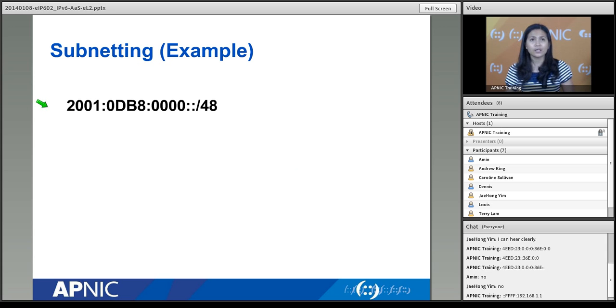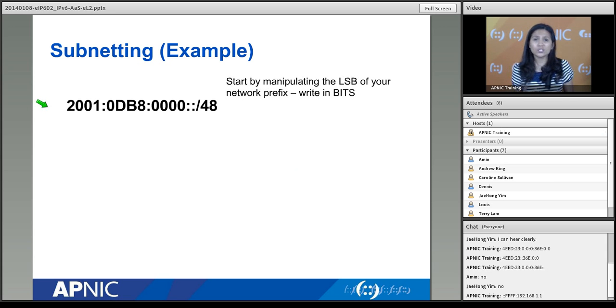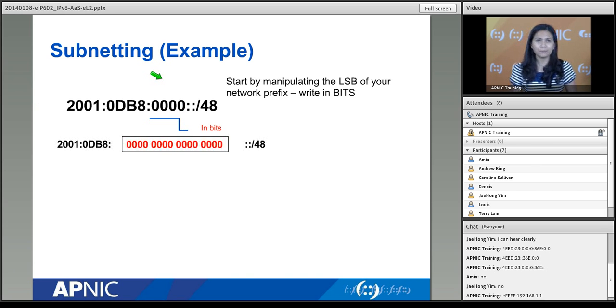So from here, you have your /48. You just manipulate the part in between your network prefix and your required prefix. Again, similar to how you would do it in IPv4. So here, this field is what you will be manipulating. Convert that into bits to make it simpler. Once you already know what you're doing, you don't really have to do this step because you can easily spot how to do it. It's just incrementing.